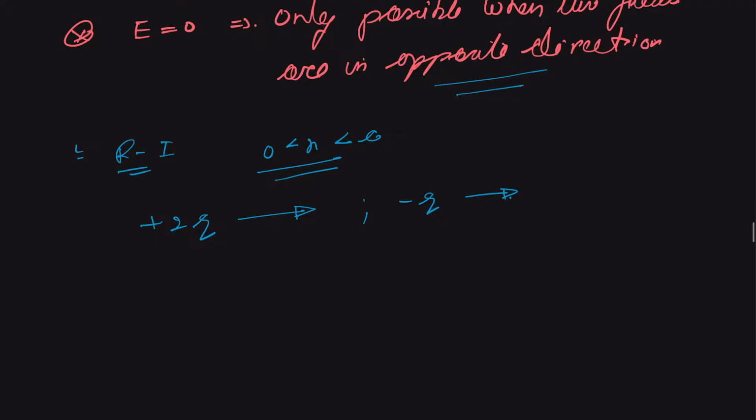Then we come to our region 1. In this case you can say, because the direction of the electric field is the same, cancellation is not possible. So you can say it cannot cancel.